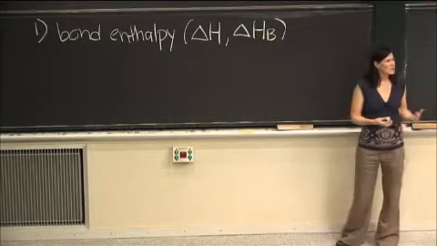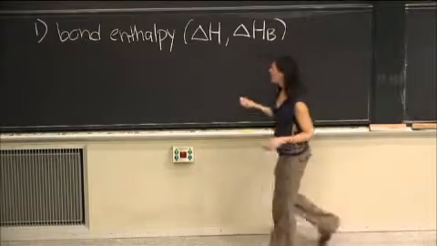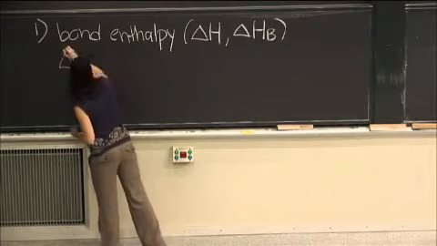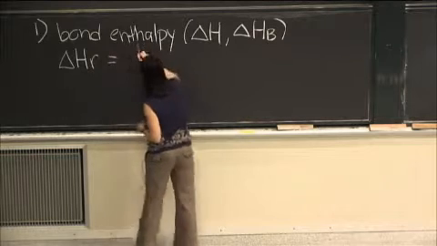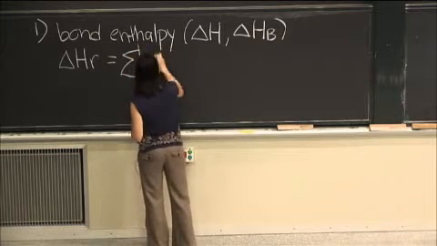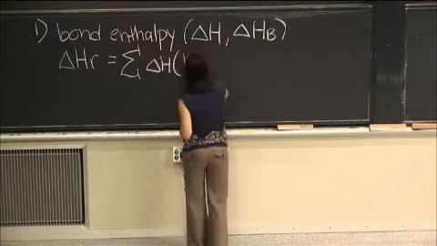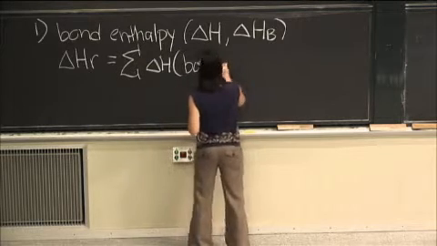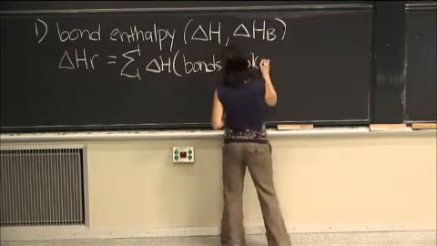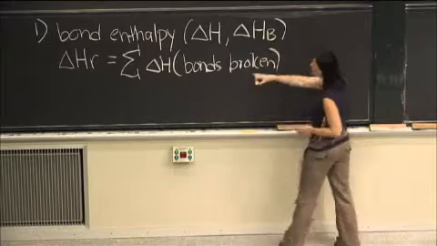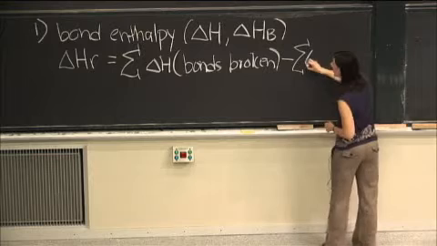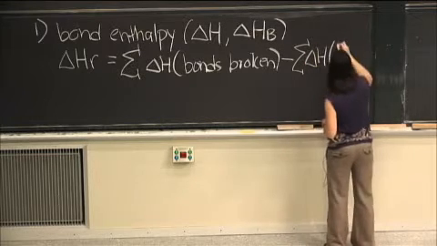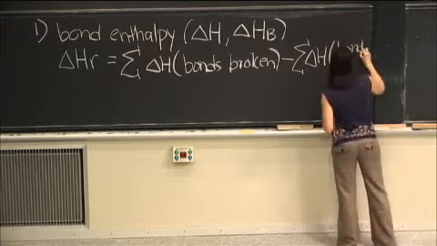So if we're trying to do this calculation based on bond enthalpies, for the delta H for an overall reaction, what we want to do is take the sum of all of those bond enthalpies of our bonds that are broken. And what we want to do is subtract from that the sum of all our bond enthalpies of our bonds that are formed.